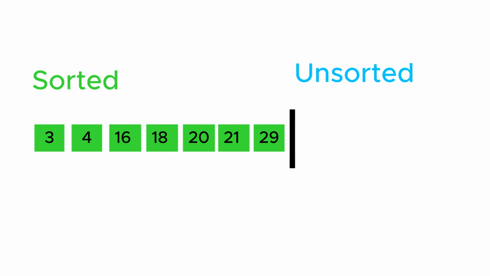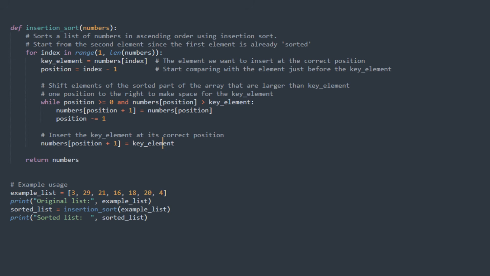Now that we have seen how the algorithm works visually, let's quickly see how it's implemented in Python. In our sorting function, in each iteration of the loop, we take the next key element, compare it with the elements on the left, shift larger elements one step to the right, and insert the key element at the correct position.